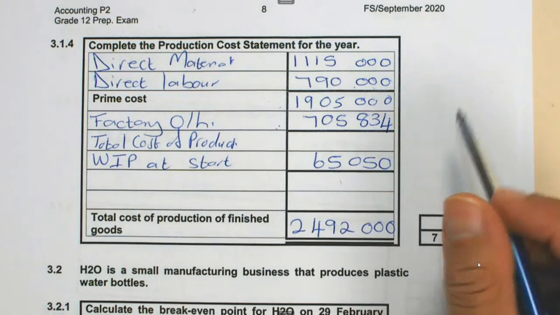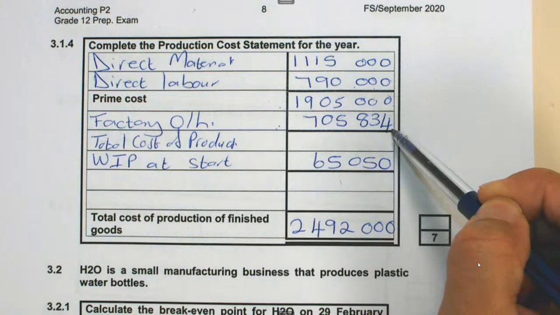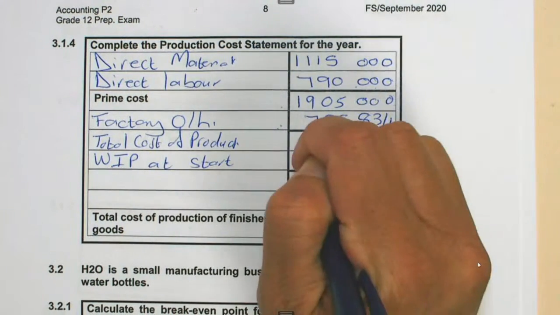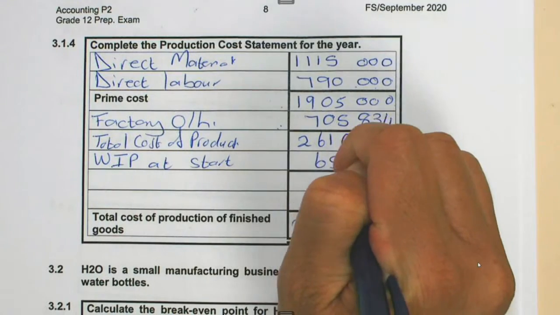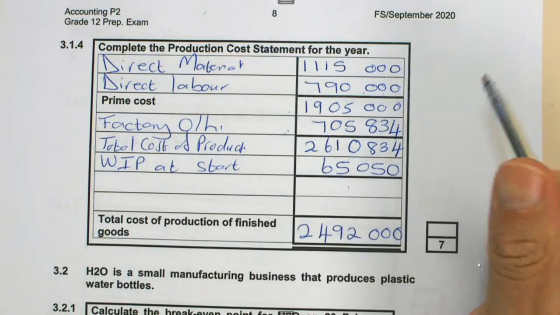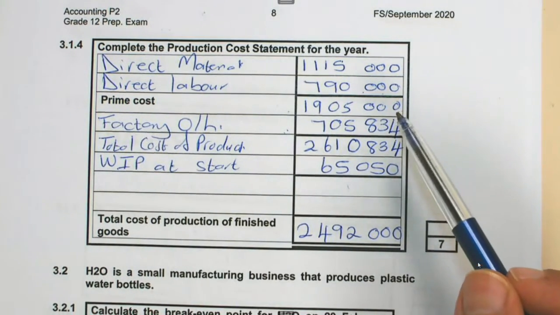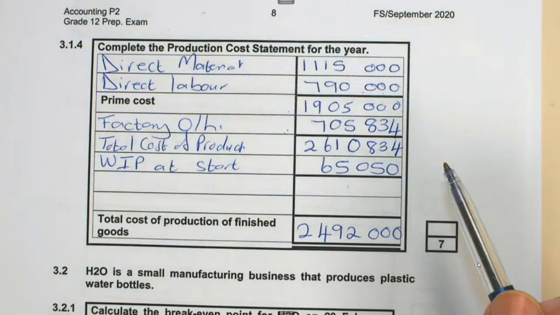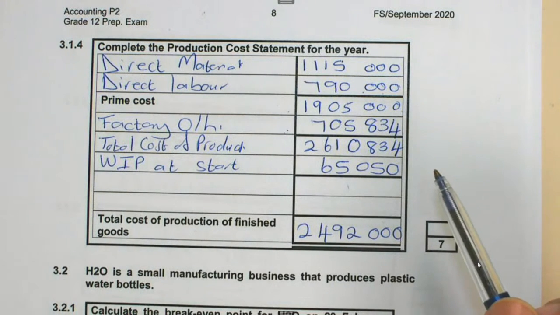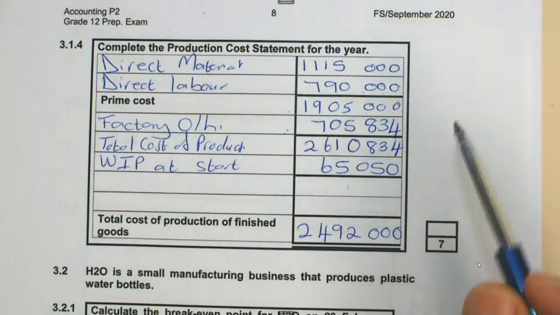1905. Then I take my prime cost plus my factory overheads and I add, for me on that side, it gives me 2,610,834. Then I'm going to take my total cost of production. Sometimes they take total cost of production out and they say to you in the question paper, calculate total cost of production. Then you must know it's your direct material cost, your direct labor cost plus your factory overhead. Those three gives you total cost of production, right?